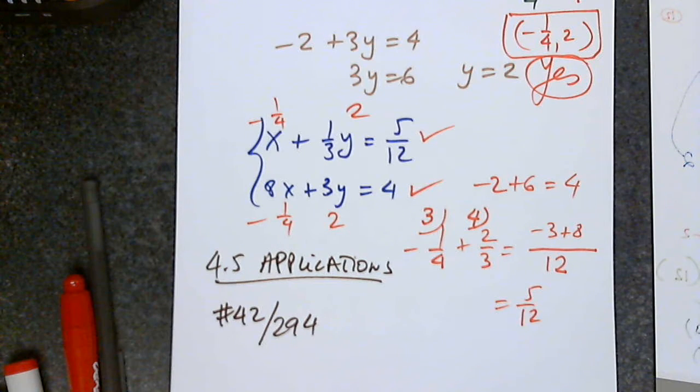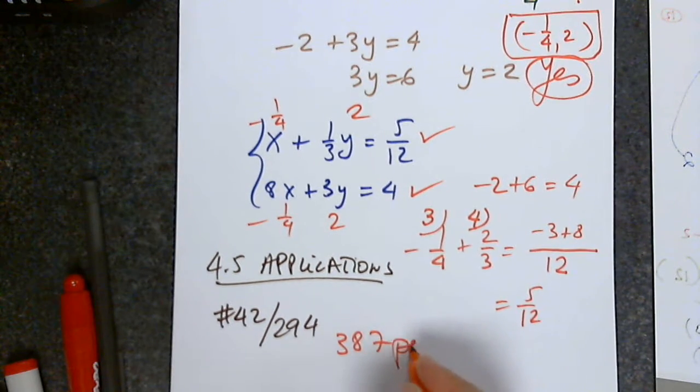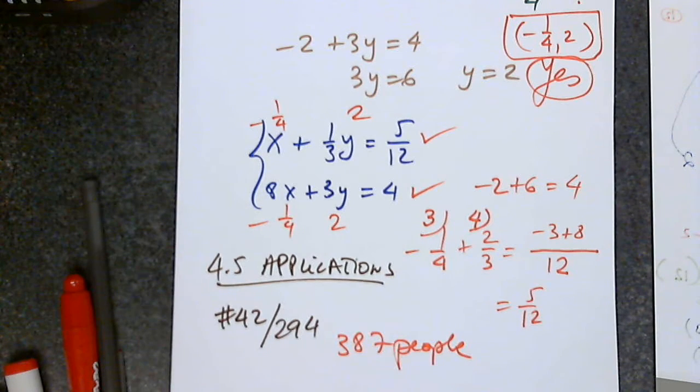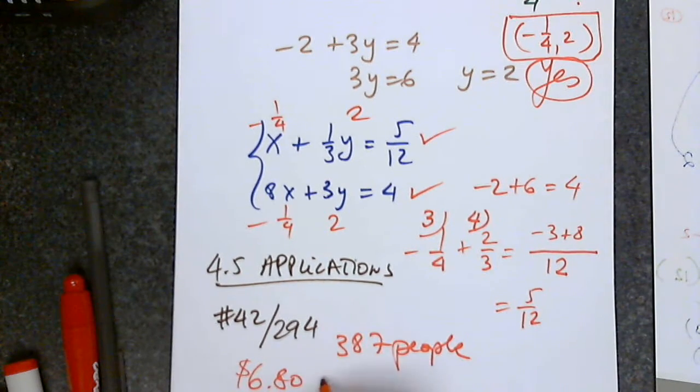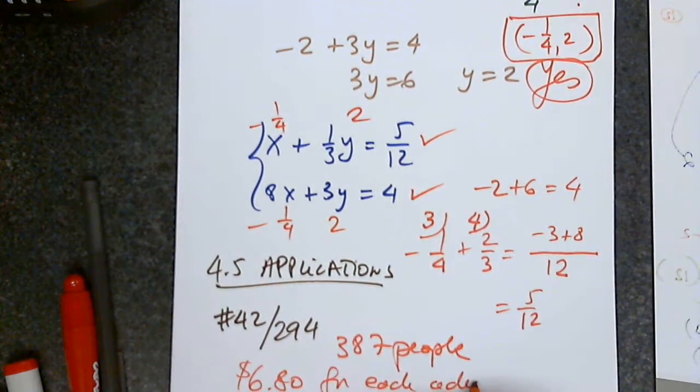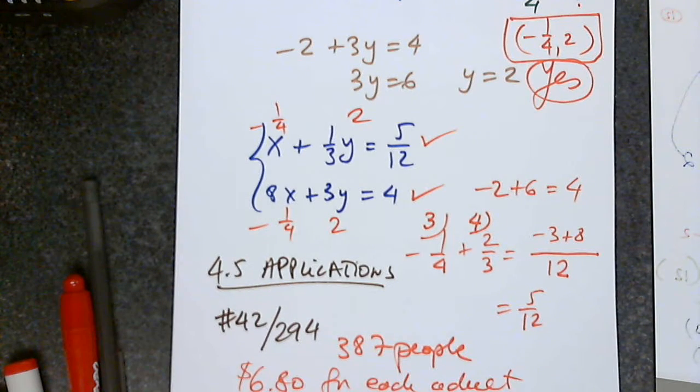Okay, 42. Let's read it, even if we just come up with a system and then we can solve the system at home. A charity fundraiser consisted of a spaghetti supper where a total of 387 people were fed. I don't like to say were fed, I would have said were invited. They charged $6.80 for each adult, and half price for children.